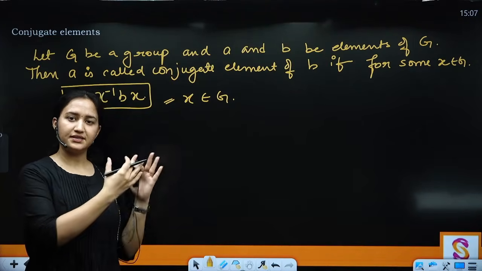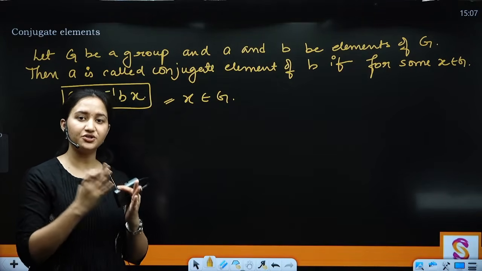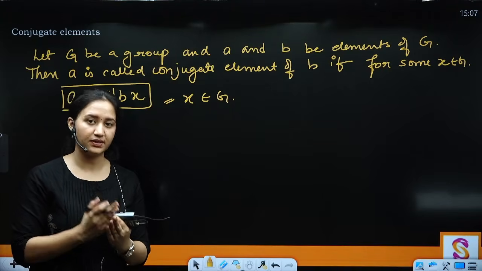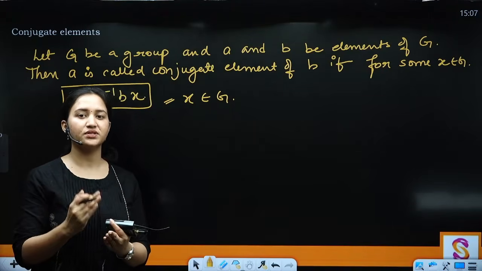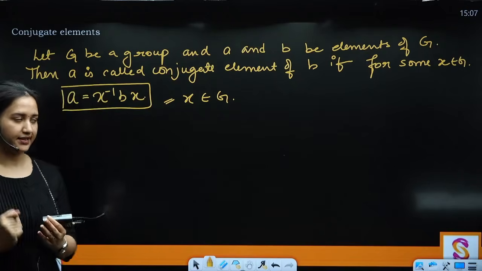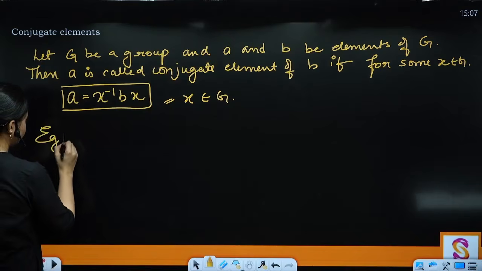Now what will happen is, this relation is going to be an equivalence relation, and an equivalence relation partitions the given group or the set into some classes that are known as equivalence classes. In this case, those classes are going to be called conjugate classes. Now, let me give you one example.